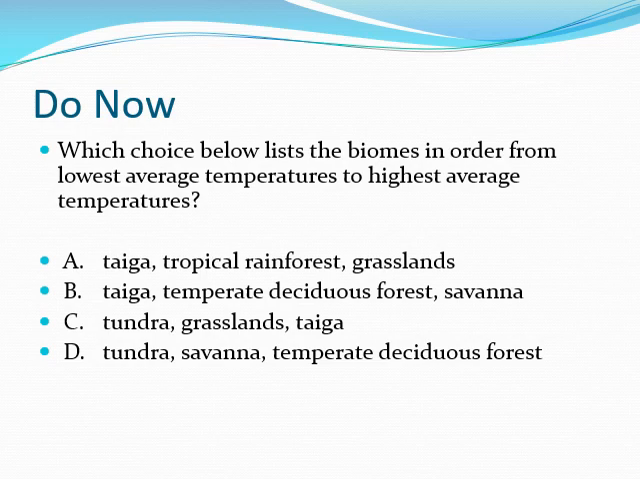For C, the tundra is very cold. The grasslands are going to be much warmer than the tundra. But then the taiga is going to be colder than the grasslands. So they're not in order. So C would not be the best answer there. And then for D, the tundra is very cold. The savanna is going to be warmer than the tundra. However, the temperate deciduous forest is not going to be warmer than the savanna. So the best answer for this question would be B. That one does list them in order from the lowest temperature on average to the highest temperature on average.